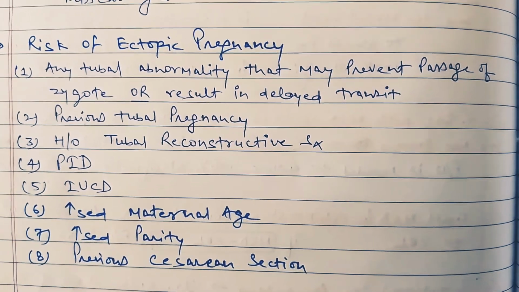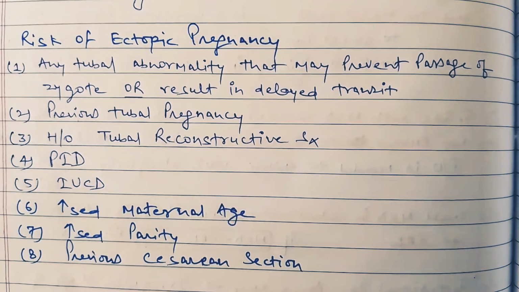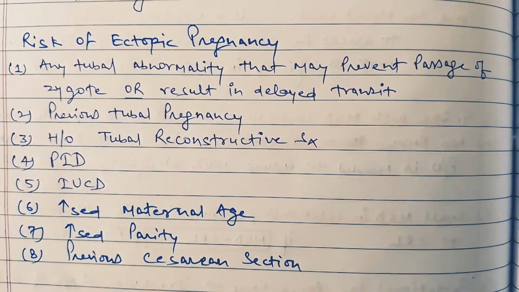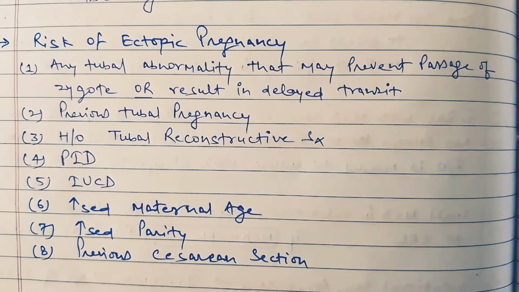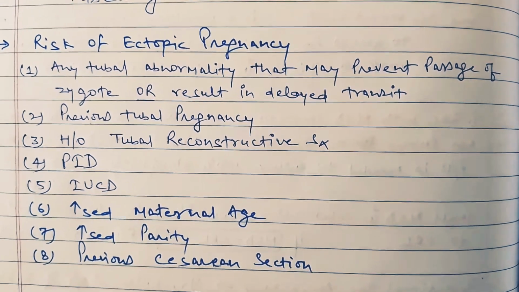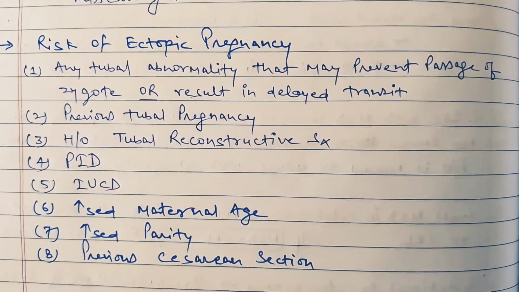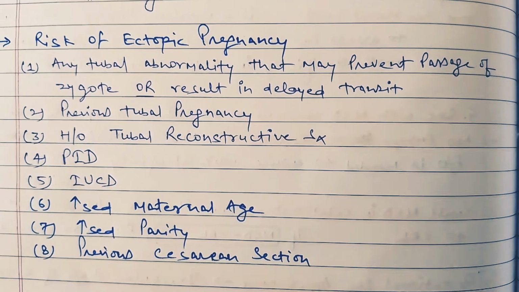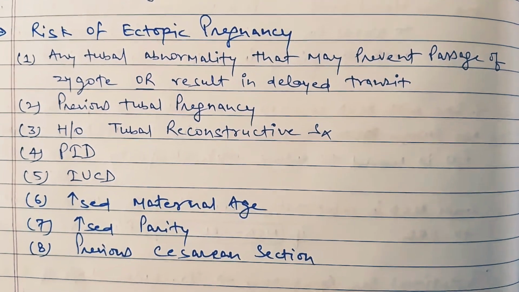First, any tubal abnormality that may prevent the passage of zygote or result in delayed transit. Second, that is previous tubal pregnancy. Third, history of tubal reconstructive surgery. Fourth, PID or IUCD. Increased maternal age, increased parity and previous cesarean section.